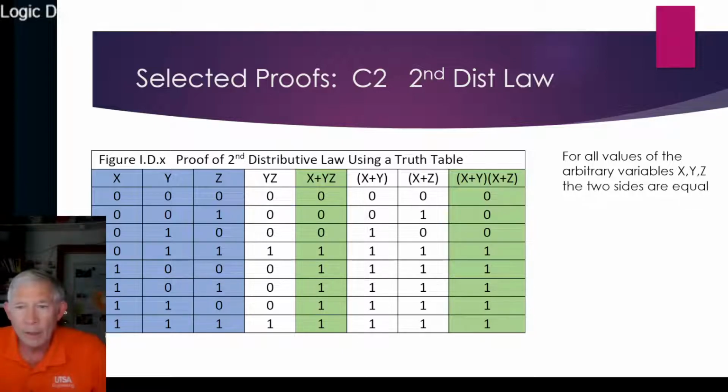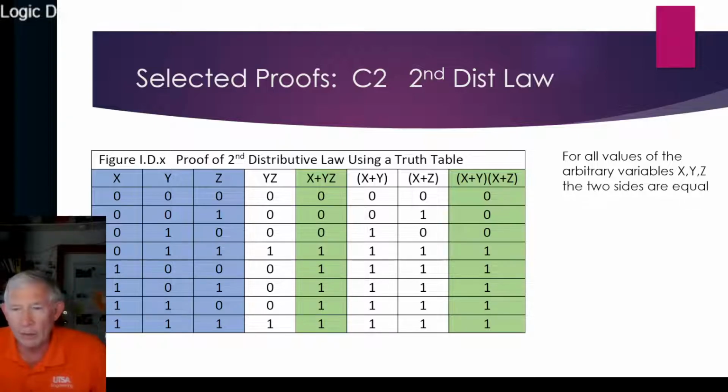Now here we have x or yz. Well, in the first four rows x is 0, so it just depends on yz. So we get a 1 there. But here we have 1 or 0, so we get a 1. 1 or 0, so we get a 1. 1 or 0, so we get a 1. And 1 or 1, so we get a 1.